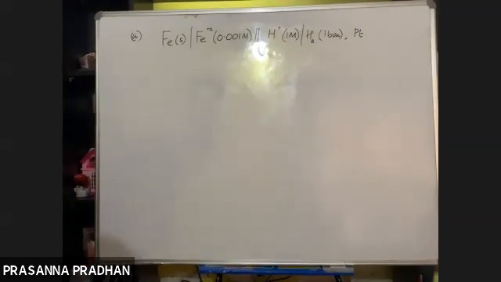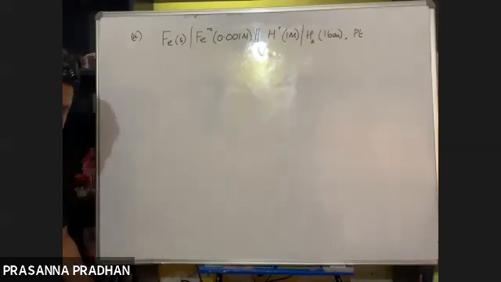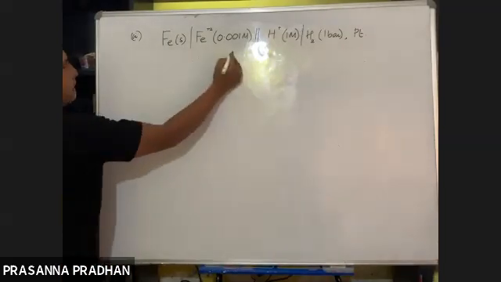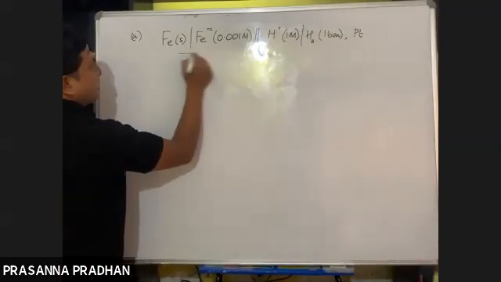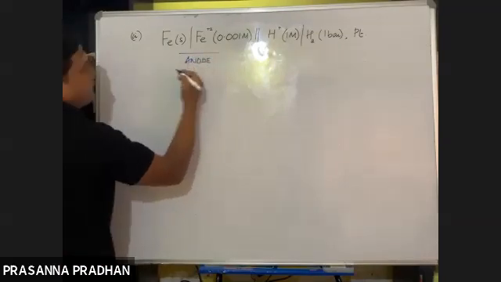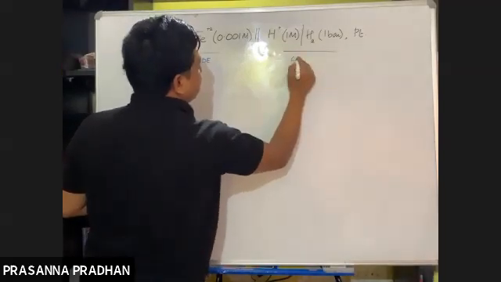Okay, so what are we supposed to do again? We are supposed to write down the Nernst equation, and from the Nernst equation we'll calculate the cell potential again. So first let us write down the Nernst equation. This is the anode again. Left hand side, this is the anode compartment. And this is the cathode.